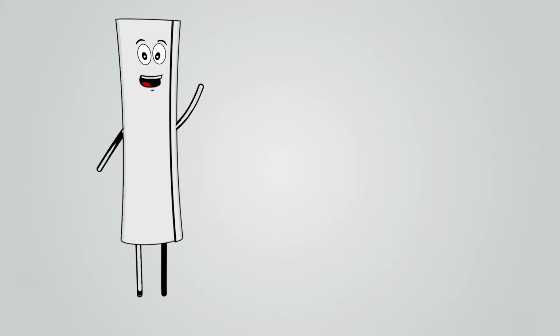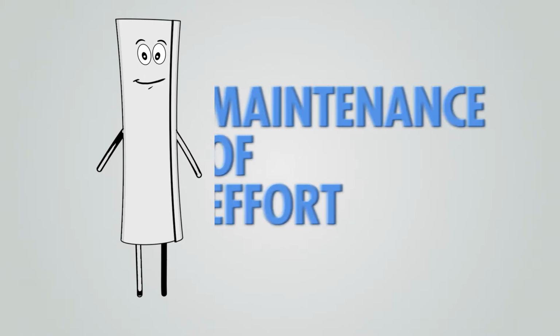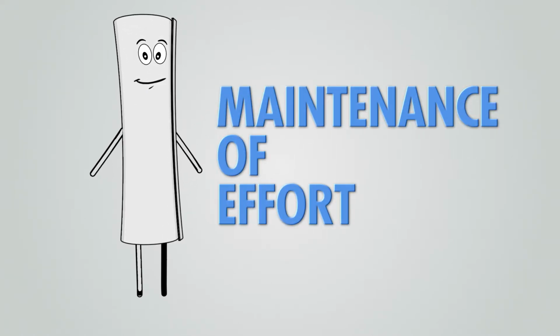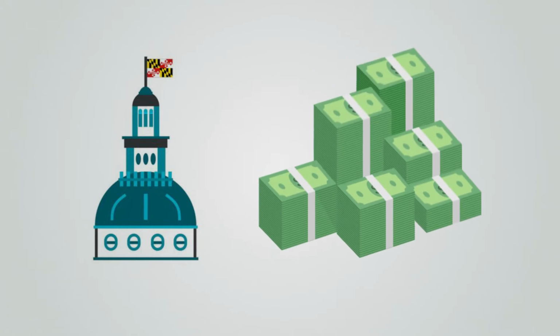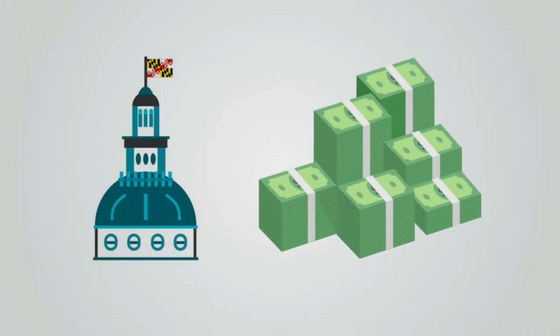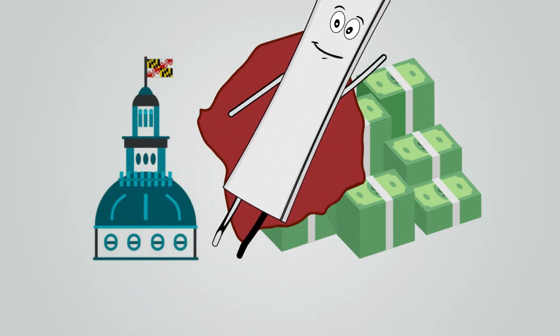Meet MOE. Hi there, I'm MOE. MOE stands for Maintenance of Effort, a state of Maryland law signed in 1984. It requires local governments to provide, at a minimum, the same level of education funding per student from year to year. MOE sounds like a solid plan to protect education funding, right?